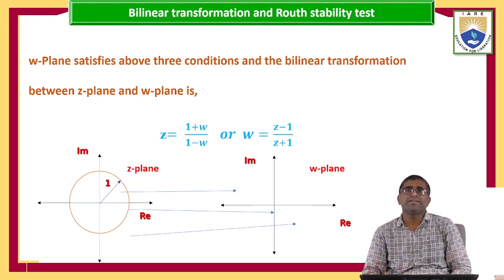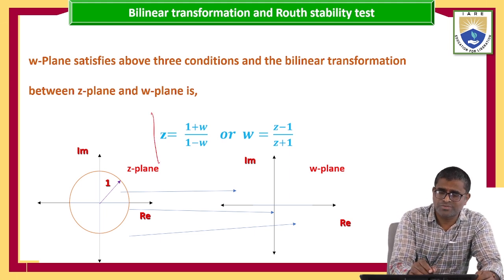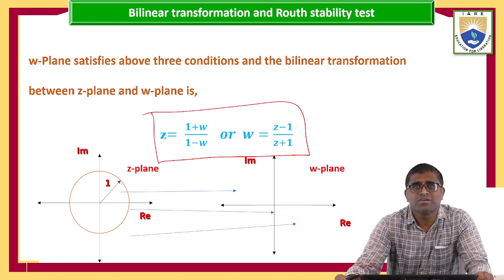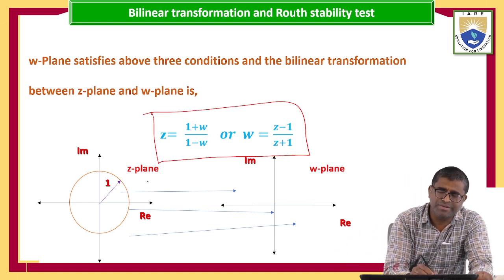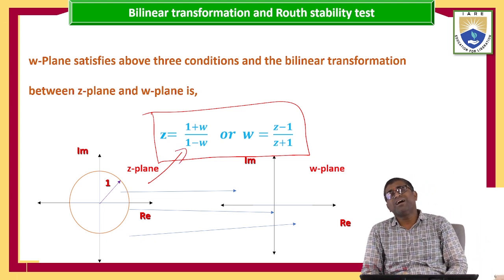Coming to this, in the case of the Z-plane, I am taking the new plane as the W-plane, transferring the unit circle into the W-plane. When transferring to the W-plane, it will satisfy the above three conditions, and the bilinear transformation between the Z-plane and the W-plane is very important. The equation is Z equal to (1 plus w) by (1 minus w).